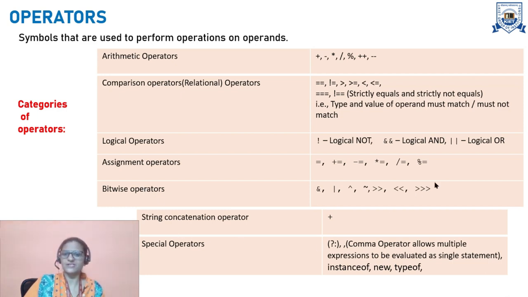Then the next category is logical operator. It includes logical not, logical and, logical or. Assignment operators: equal to, plus equal to, minus equal to, and so on. Bitwise operator, we can use it over there. String concatenation operator, this plus, and other special operators: the question mark for the conditional statement, comma operators, which allow multiple expressions to be evaluated as a single statement, instanceof, new, typeof. So these are some special operators in JavaScript.